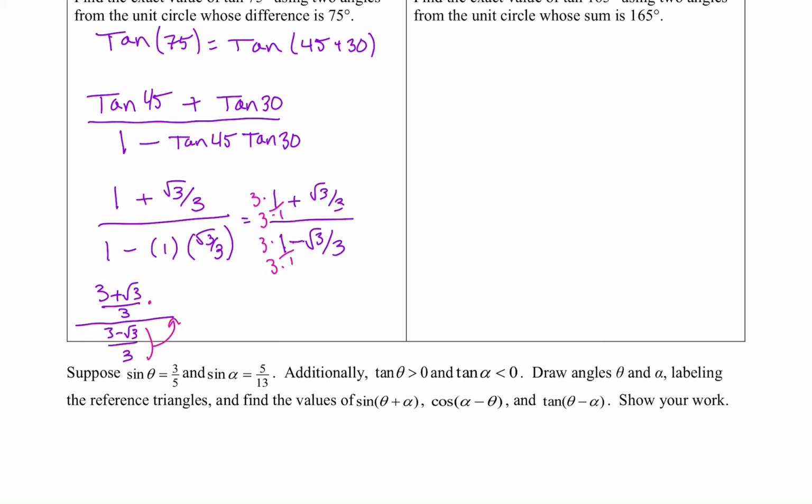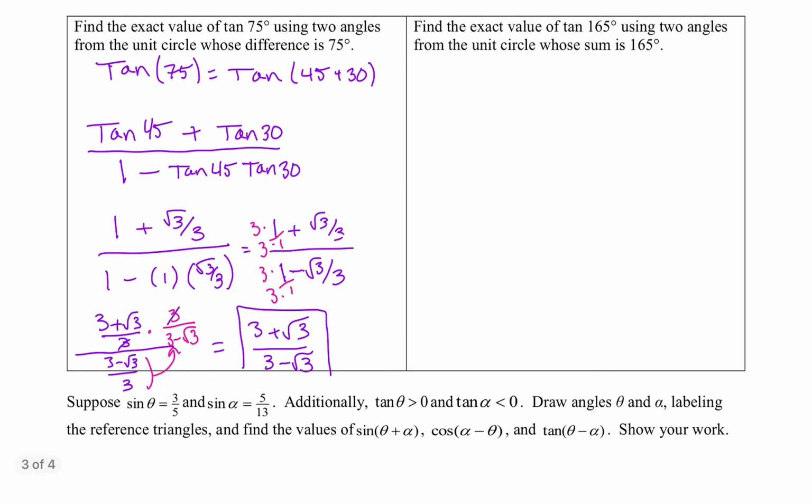And when we do keep change flip, we would take this bottom one and flip it up top to change it to multiplication, and it becomes 3 times 3 minus the square root of 3. So these 3's would cancel here, and we would end up with 3 plus the square root of 3 over 3 minus the square root of 3.